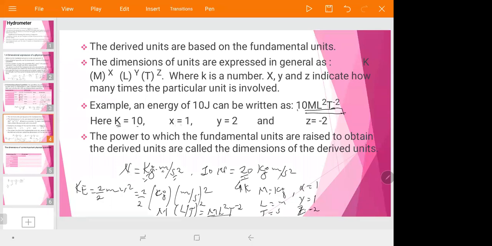X is equal to 1, Y is equal to 2, and Z is equal to minus 2, instead of Z minus 2. So the powers of the fundamental units are ready to obtain the derived units, which are called dimensions of derived units. Depending on the given dimension, we can write the dimension of a physical quantity.